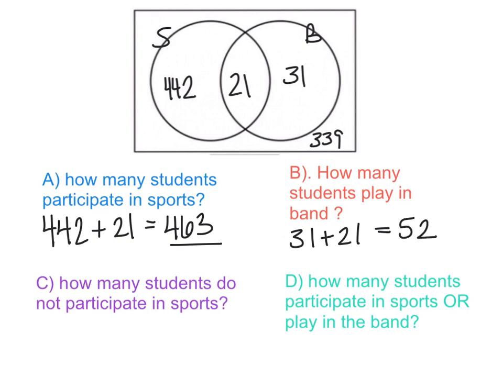Part C, how many students do not participate in a sport? So now I want everybody that is not in the S section. Now be careful, the answer is just not 31. I agree 31 are not in the sports circle at all, but also there's 339 people that don't do either. So I would say that's a total of 31 plus 339, for a total of 370.